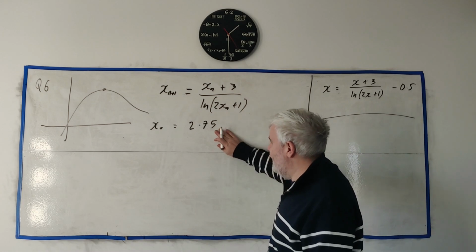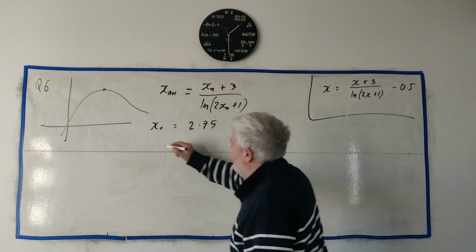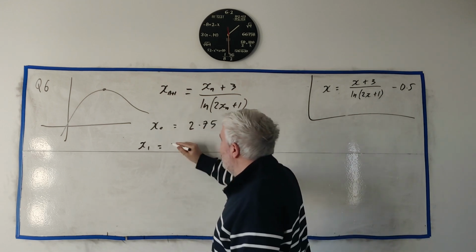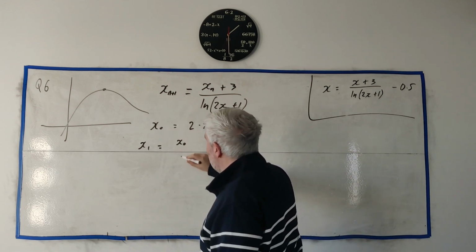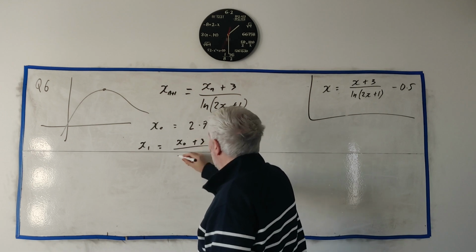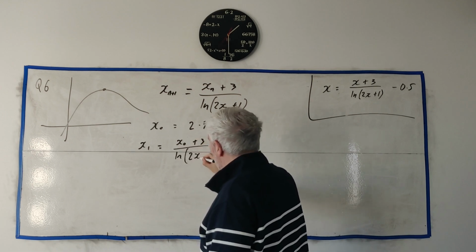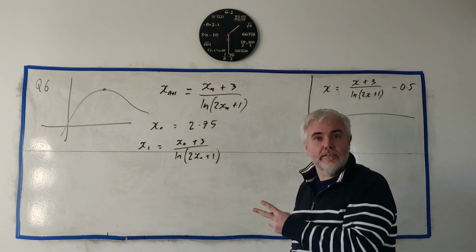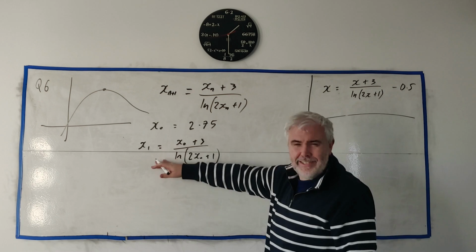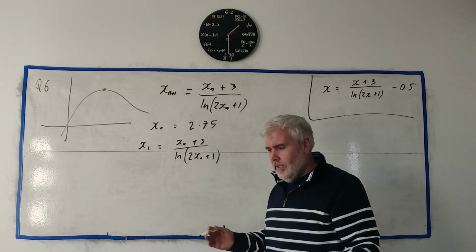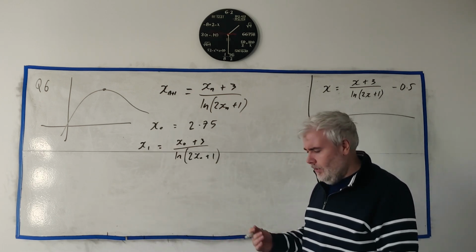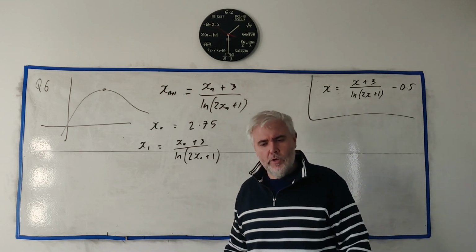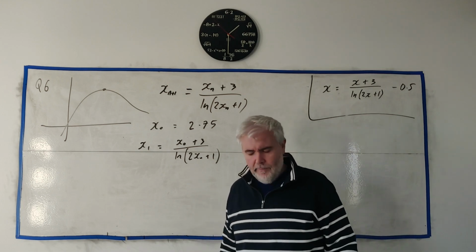Anyway, you make a guess, and we use this formula here: the next number is equal to the previous number plus 3 over natural log 2 times the previous number plus 1. And that'll give you a better guess. So that's all we do here, and we keep guessing until our answer converges.